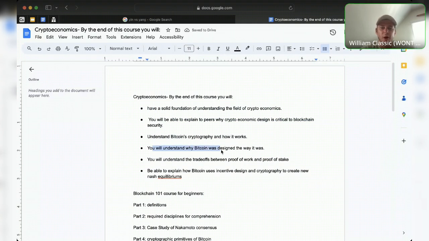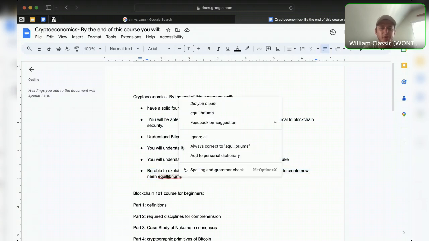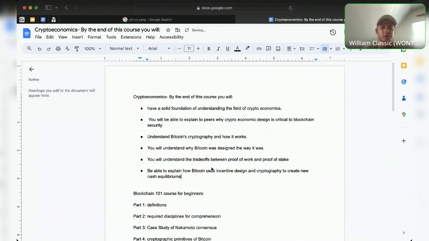You'll understand why Bitcoin was designed the way it was. You will understand the trade-offs between proof of work and proof of stake. And you'll be able to explain how Bitcoin uses incentive design and cryptography to create new Nash equilibriums. And that's the game theory. So we want to give people mastery of the basics.